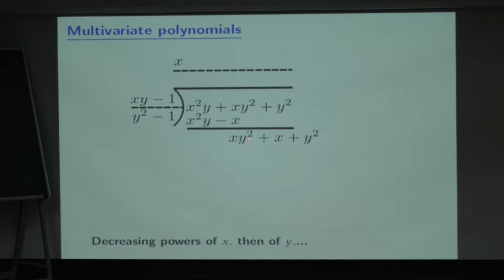Within them I am ordering by the power of y. Y square, then y to the power 0. This has no x, so this comes last. So I always fix this order.